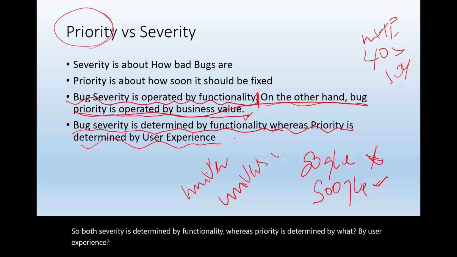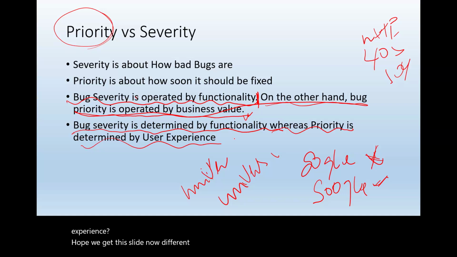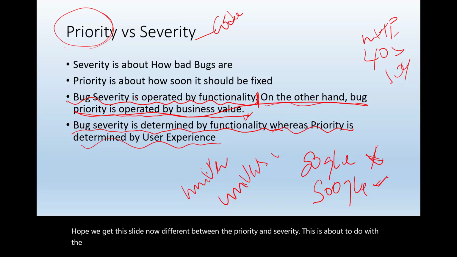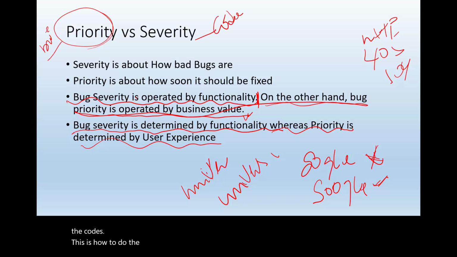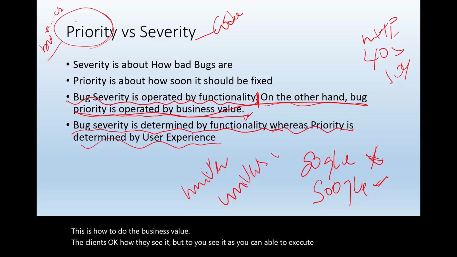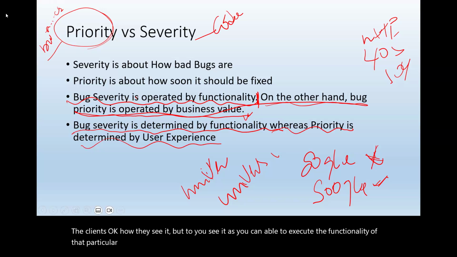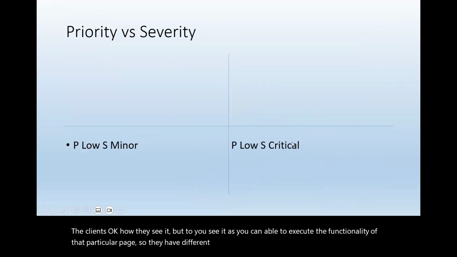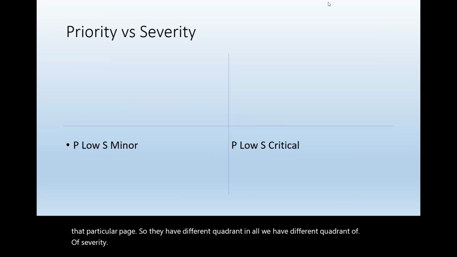I hope we get this slide now. Difference between priority and severity. This has to do with the code. This has to do with business value. It is how the clients see it. But you see it as whether you are able to execute the functionality of that particular page. So we have different quadrants of our severity and our priority.